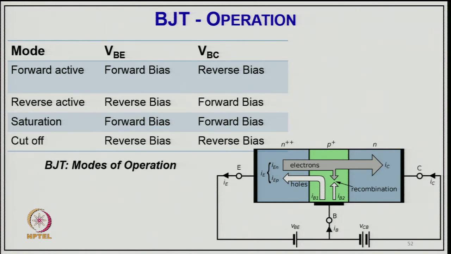Okay. VBE is typically the forward bias, and VBC is the reverse bias, for the reverse active mode. So it should be VBC reverse bias as well as VBE forward bias. In saturation, both are forward bias, and then only it will have a small drop, and the whole drop will be very small. In cutoff region, both are reverse bias, which means no conduction is taking place. So these are the typical four modes of BJT operation.